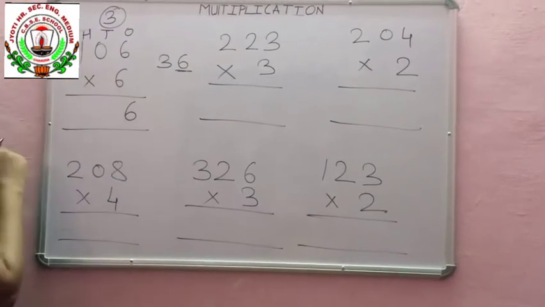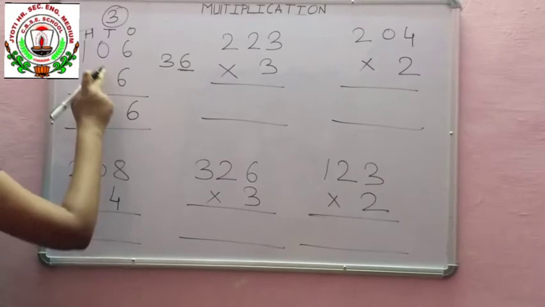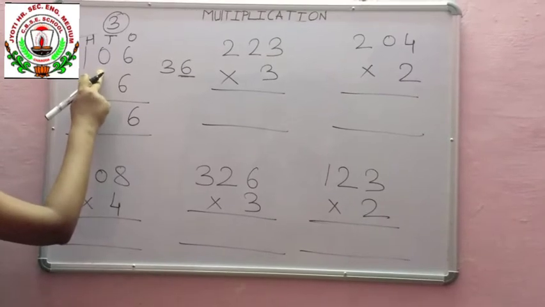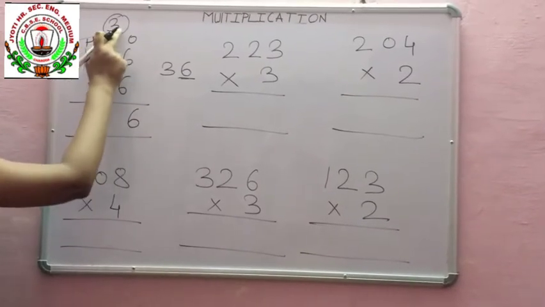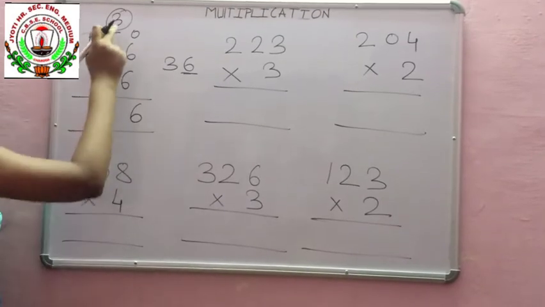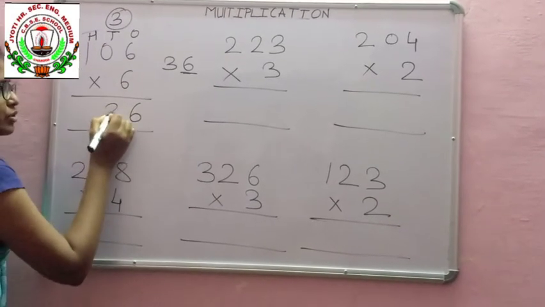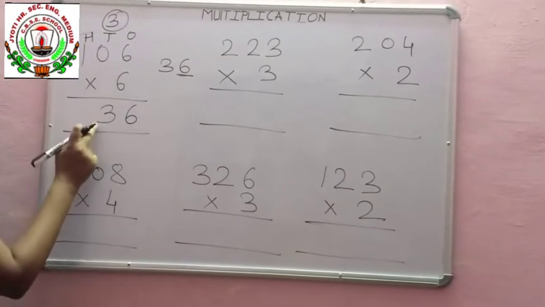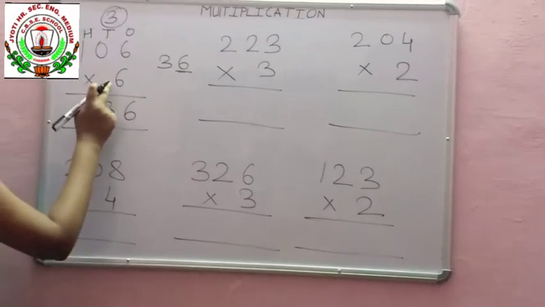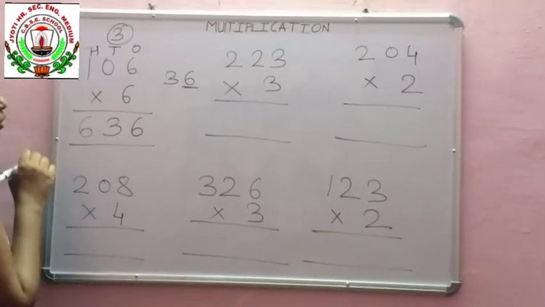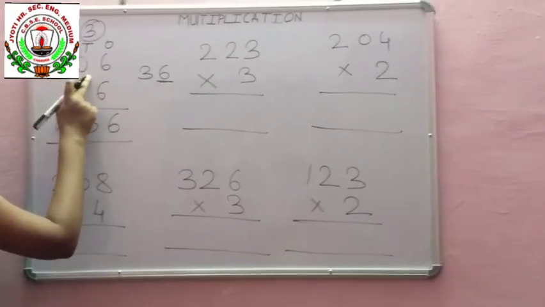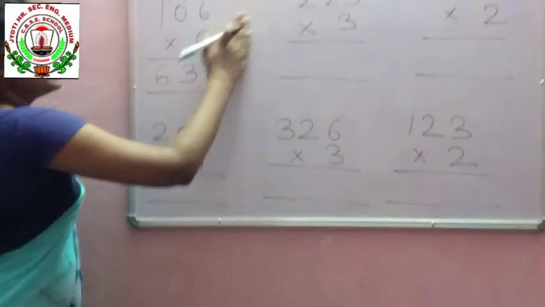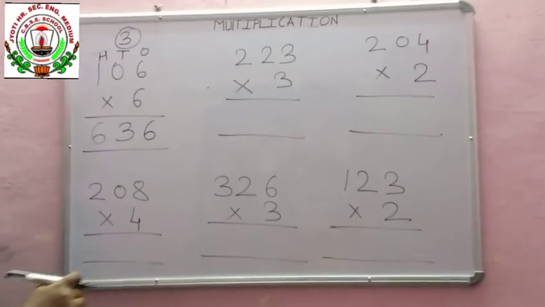6 zeros are 0, because you know that if you multiply any number by 0, the answer will be 0. So this 3 will come down. So we write 3 here, instead of 0. Now 6 ones are 6. So if you multiply 106 by 6, you get the answer 636. Understand, students? Now next question.